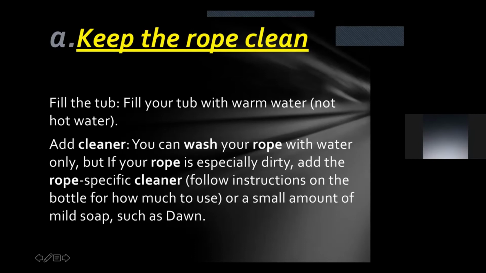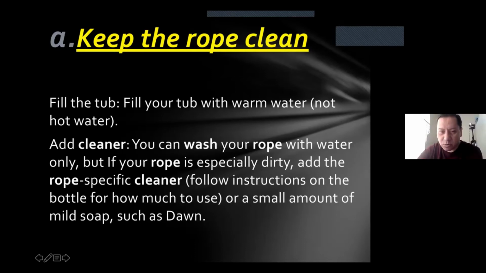Fill your tub with warm water, not hot water, just warm water. Add cleaner. You can wash your rope with water only, but if your rope is especially dirty, add the rope specific cleaner. If you go to Home Depot and you go to the rope area, they're going to have some cleaners there so that you can clean your rope. Surplus stores or camping stores have them too. But remember to follow the instructions on the bottle so that you won't over clean it or put too much of it.